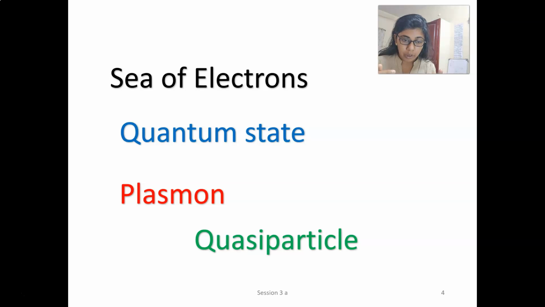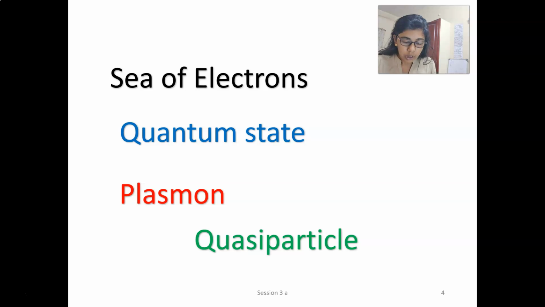This particular particle whose vibrations or oscillations are quantized, when these oscillations are quantized, we term them as plasmons. So in a conductor you have a sea of electrons which are in a quantum state and which can behave as a quasi-particle, and the vibrations of these electrons will be interacting with external stimuli. Whenever you apply an external stimulus, they can interact with it, but they will be interacting as a single particle, as a particular quantum state, or as a quasi-particle.